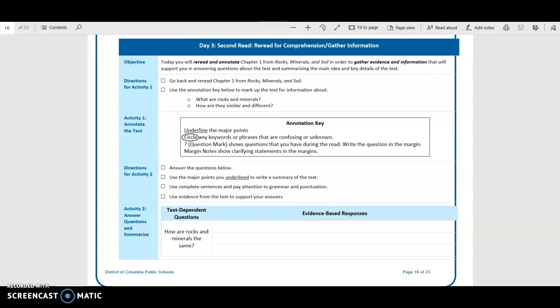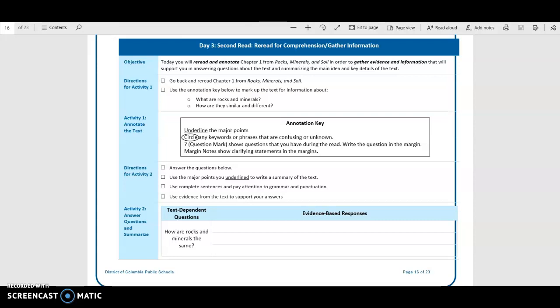If you have a highlighter or a pencil, go ahead and underline or highlight the parts of the text that answer those two questions. What are rocks and minerals, and how are they similar and how are they different? You're going to underline the major points. You're going to circle any keywords or phrases that are confusing or unknown. You're going to put a question mark that shows the questions that you have during reading.